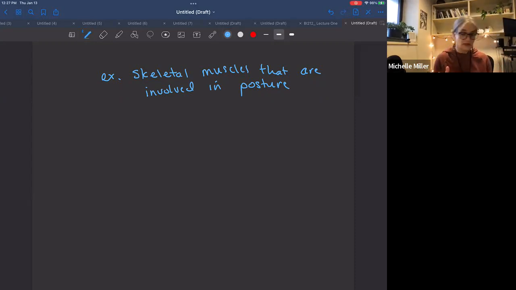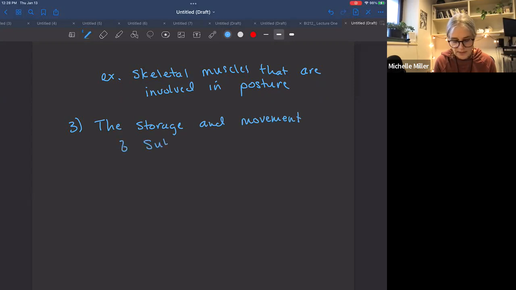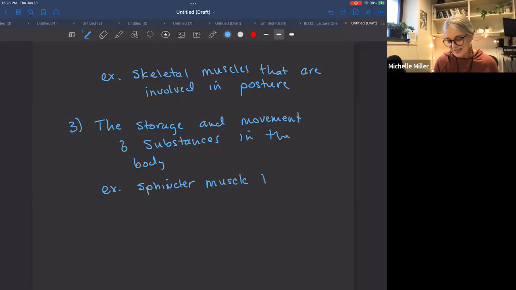Another function is storing and moving substances in the body. So the storage and movement of substances in the body. We have special types of muscles called sphincter muscles. An example of this would be sphincter muscles, which are smooth muscle that are found in the digestive system, for example.